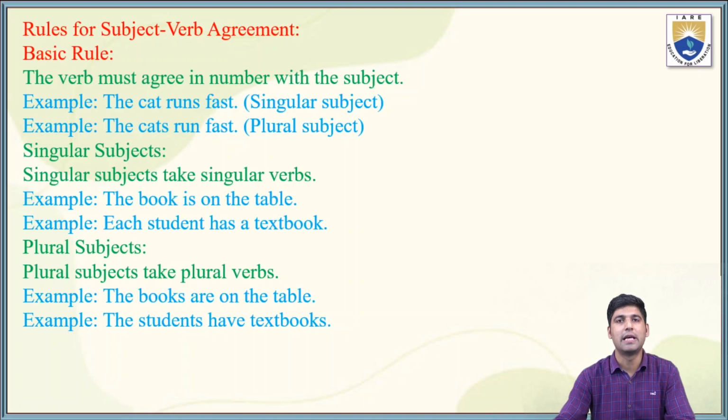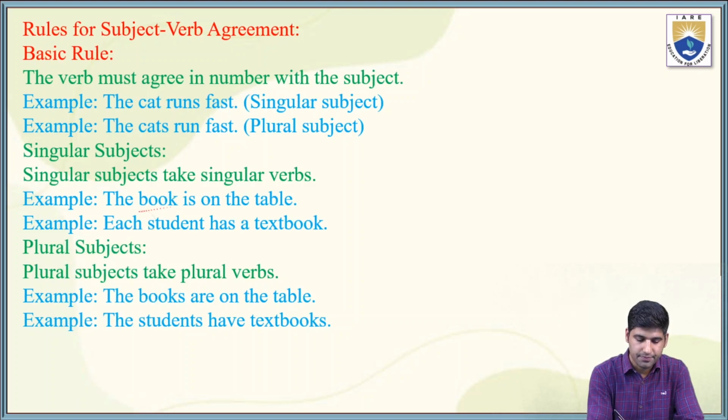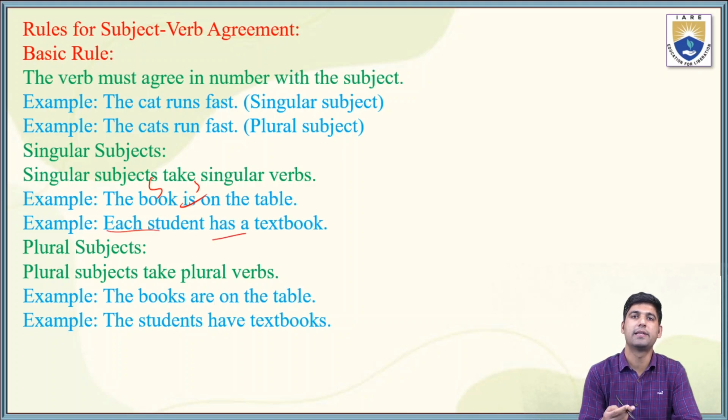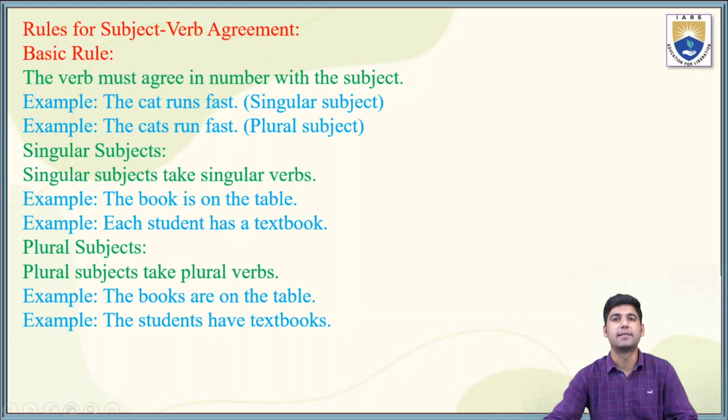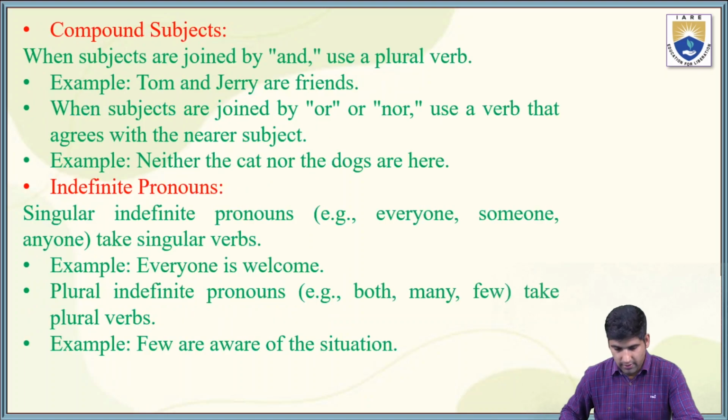The book is on the table. The book here is singular, and is is singular. Each student has, singular subject, singular verb. Then plural subjects. Now we have plural subjects like the books are on the table. Plural books, are is plural. The students have: have is used with the plural because the subject students is plural.